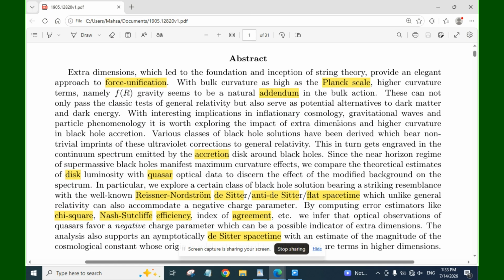In particular, we explore a certain class of black hole solutions bearing striking resemblance with the Reissner Nordström de Sitter, anti-de Sitter flat spacetime, which unlike general relativity can also accommodate a negative charge parameter.